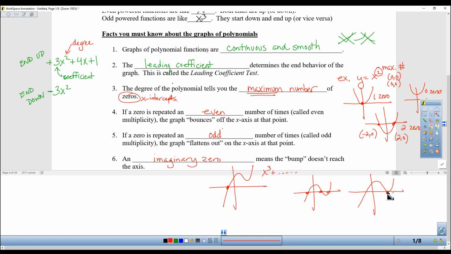That 0 would have an even multiplicity. It happens twice because it bounces. But this is imaginary if it doesn't hit it at all. So I've kind of given you the notes, but honestly, I always feel like kids learn best through examples. So when we do a bunch of examples, I hope to make it all clear.